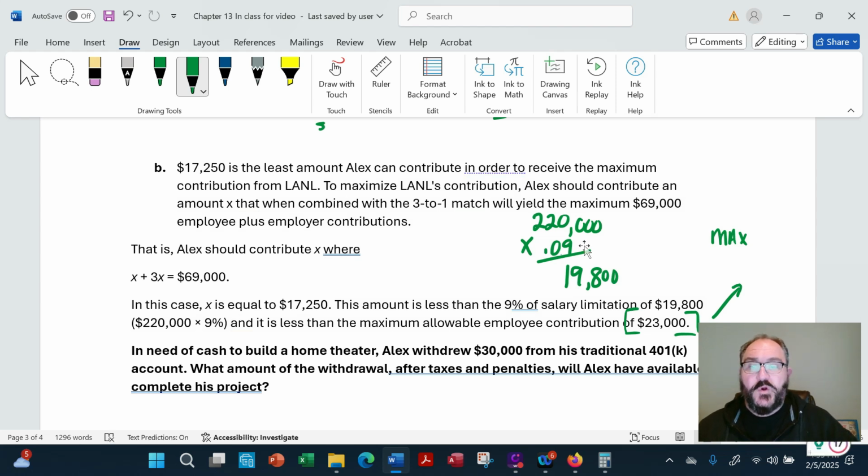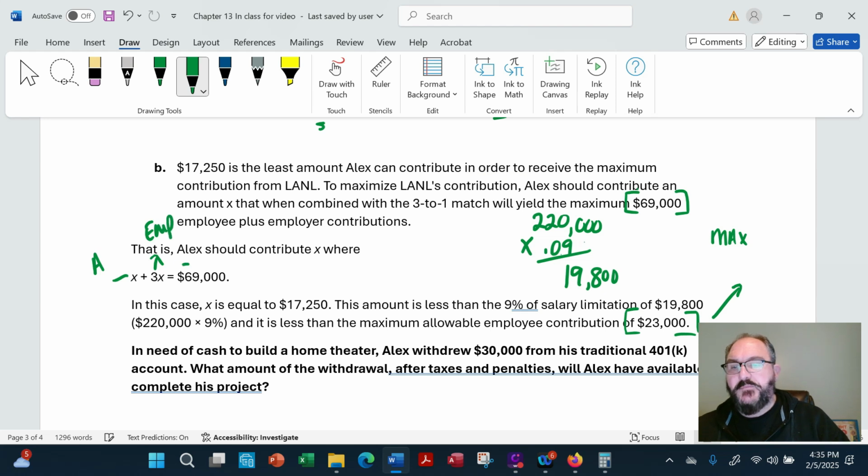But what you really want to know is that the maximum $69,000 is the employee plus employer contribution. Again, it's another rule. So this is the maximum amount. So this is the A here. This is Alex. This is the employer.